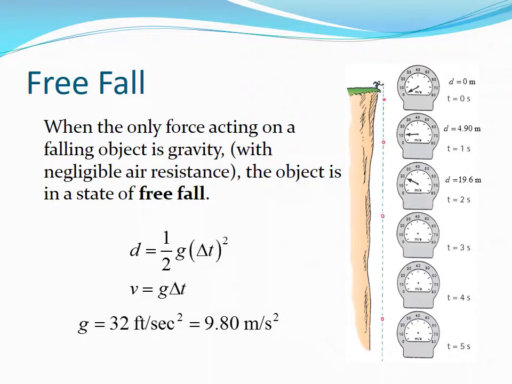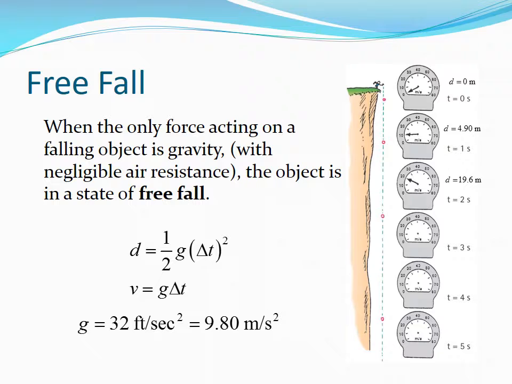Now we explore free fall. When the only force acting on a falling object is gravity, with negligible air resistance, the object is in a state of free fall. The distance fallen is d, and the velocity is v. The acceleration of gravity is g, and is equal to 32 feet per second squared, or 9.80 meters per second squared. The time of fall is delta t.